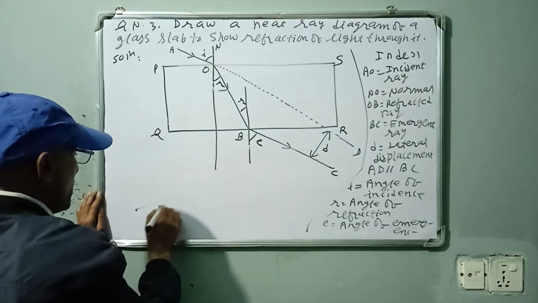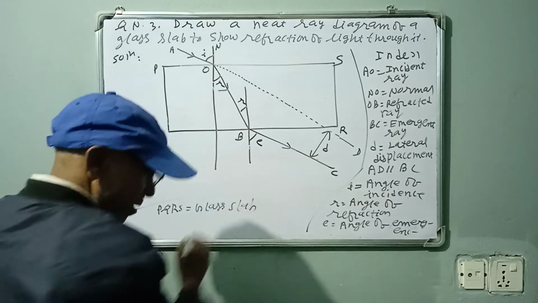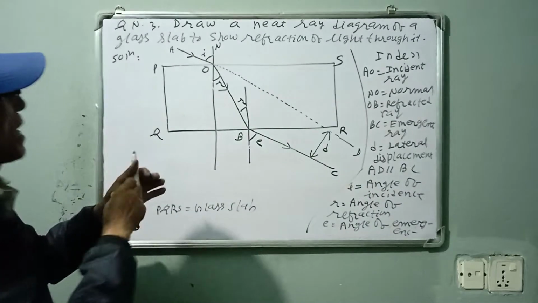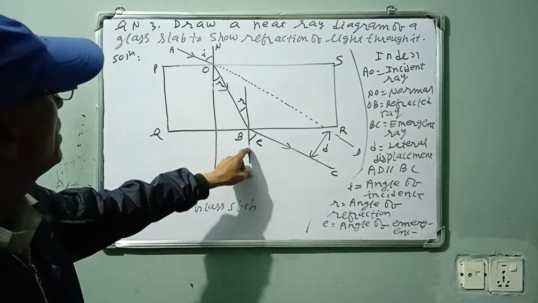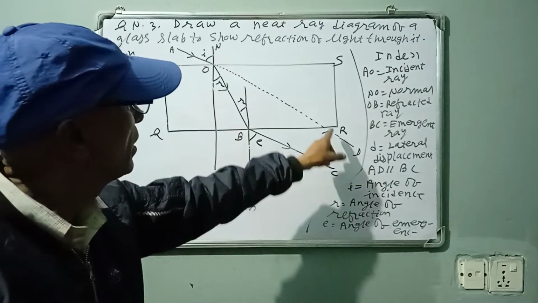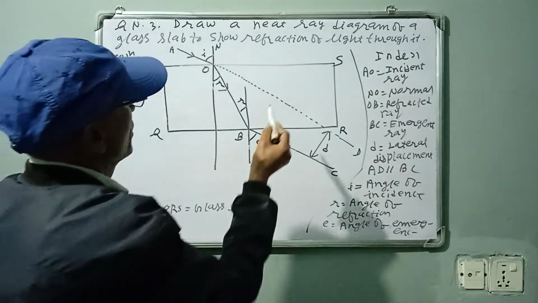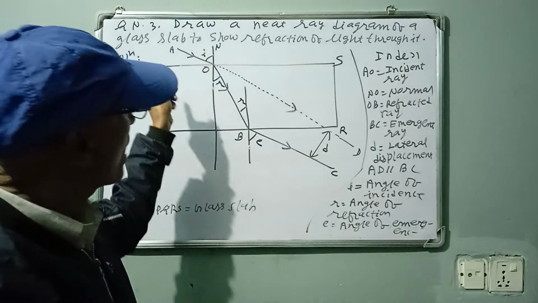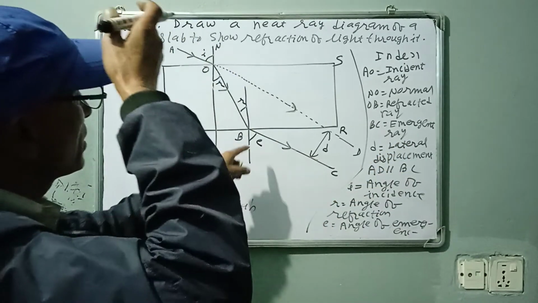Here PQRS is a glass slab. AO is the incident ray. NO is the normal. OB is the refracted ray. BC is the emergent ray. AD is parallel to BC. D is the distance between two parallel lines, AD and BC. The parallel line sign, this one. The distance between the two parallel lines AD and BC is D, called lateral displacement, because AD is parallel to BC.